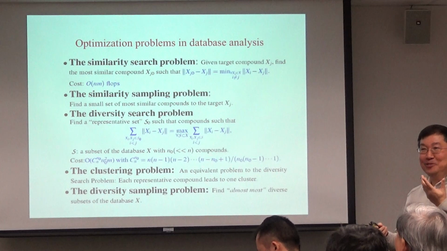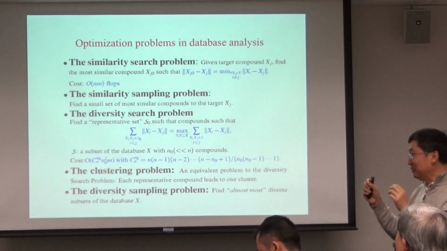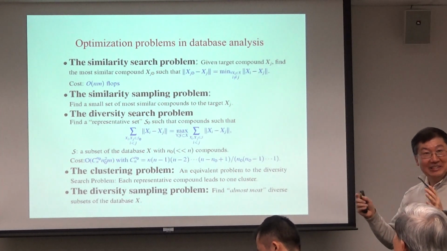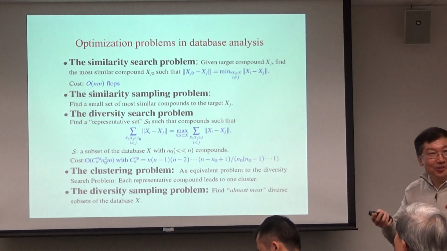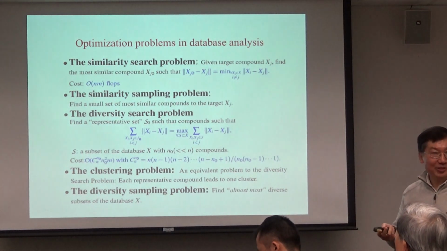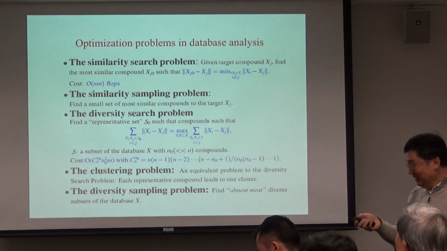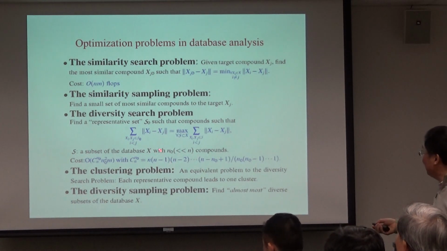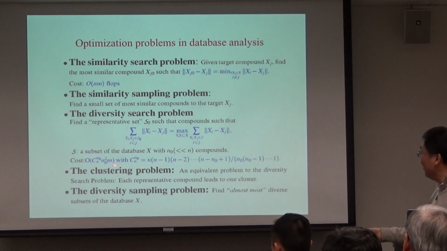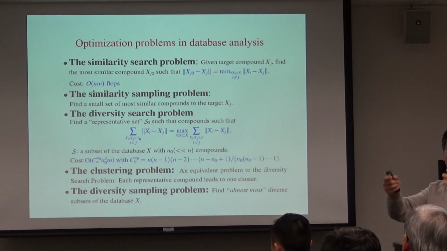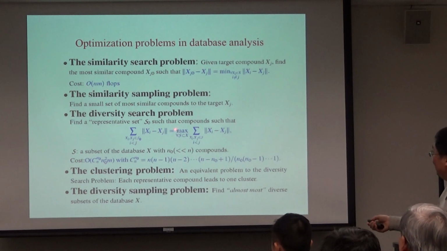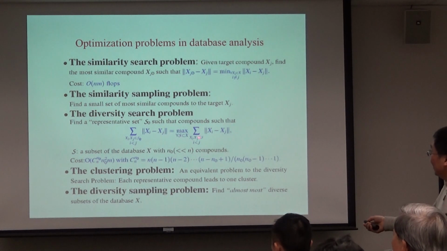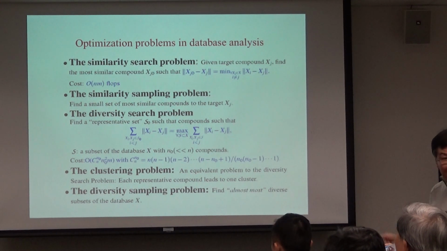But how are you going to construct this representative set? That's actually a combinatorial optimization problem. It's an NP problem. From the set you have a number of possible subsets, and from these you have to find the best one. The best one means the one that maximizes the distance.